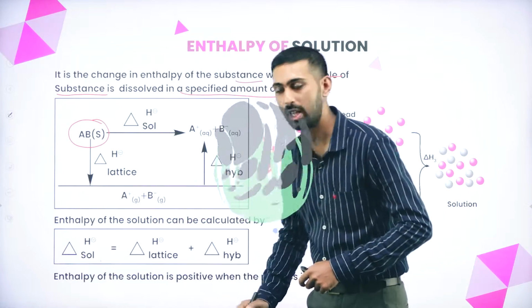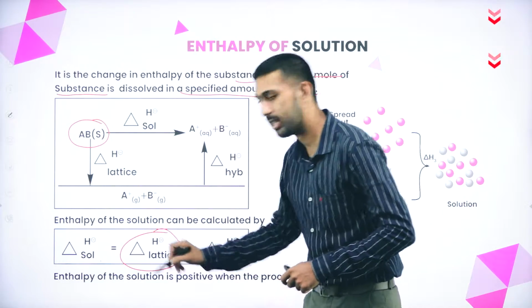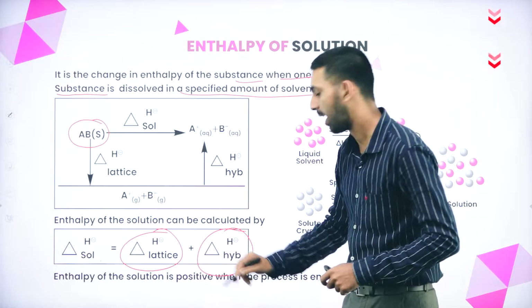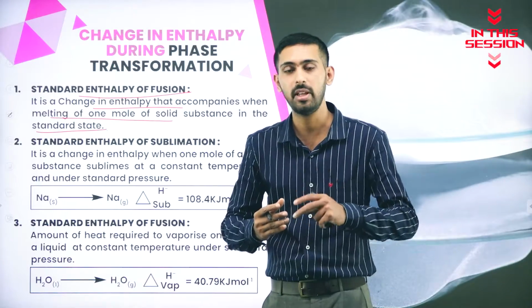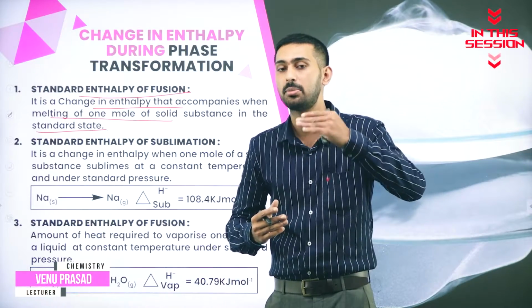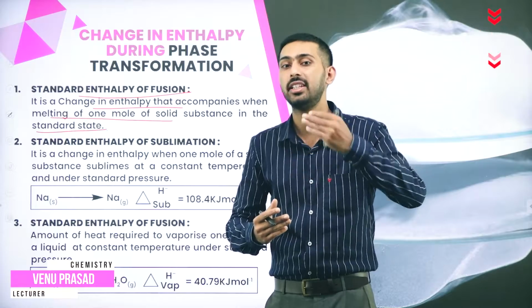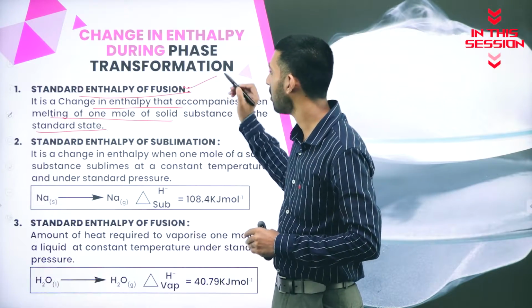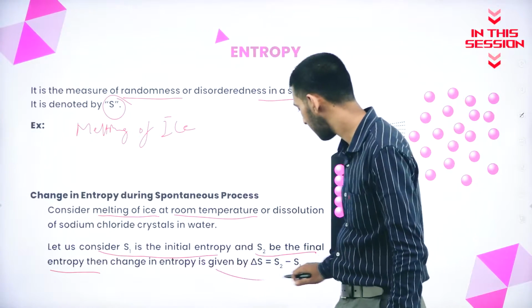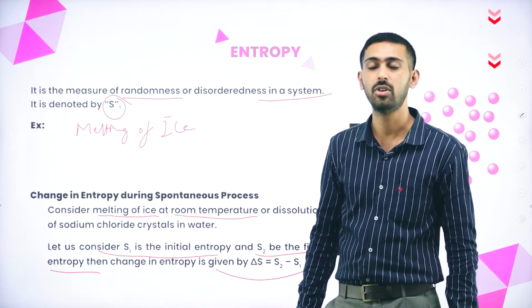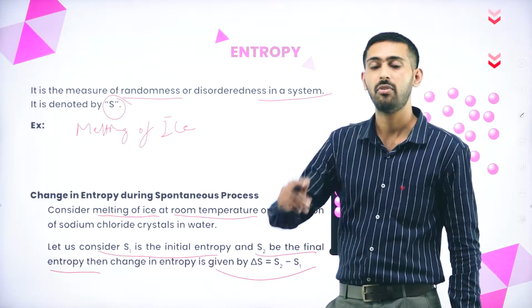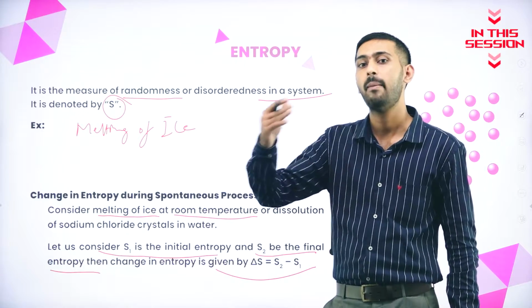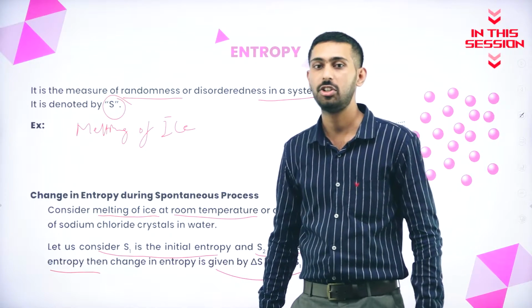Enthalpy of the solution can be calculated by enthalpy of lattice plus enthalpy of hydration. Change in enthalpy when 1 mole of the solid substance gets converted into liquid state is known as standard enthalpy of fusion. Change in entropy is given by delta S equals S2 minus S1, that is entropy at final stage minus entropy at initial stage.